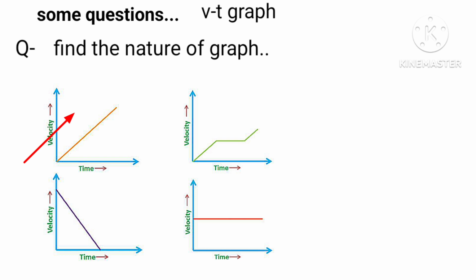The first graph shows a straight line, which corresponds to acceleration. The second straight line is sloped downward, corresponding to retardation. In the third, the graph is discontinuous at two points, which is non-uniform acceleration. The fourth graph is parallel to the x-axis, meaning velocity remains constant with the increase in time, hence it shows zero acceleration.